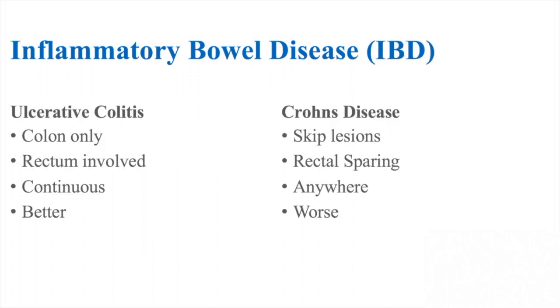So we talk about the differences between UC and Crohn's. It's important to understand the distinction between the two because the diagnosis is different, the treatment is different, and the long-term complications are very different as well. So for ulcerative colitis, it only affects the colon, and that's it. It does not affect the small intestine, does not affect the stomach, does not affect the mouth. It's only the colon that's involved, and typically the rectum will be involved as well when you have ulcerative colitis.